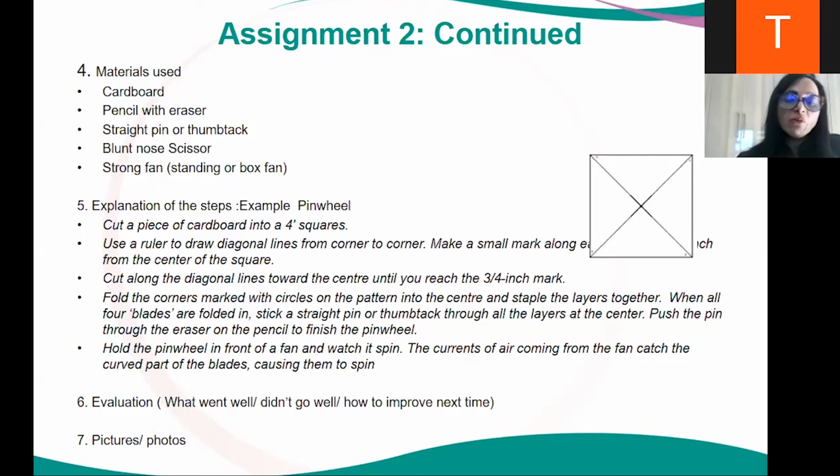When all 4 blades are folded in, stick a straight pin or thumbtack through all the layers of the center. Push the pin through the eraser on the pencil to finish the pinwheel. Hold the pinwheel in front of a fan and watch it spin. Now, that is the heart of your experiment. The currents of air coming from the fan catch the curved part of the blades, causing them to spin.